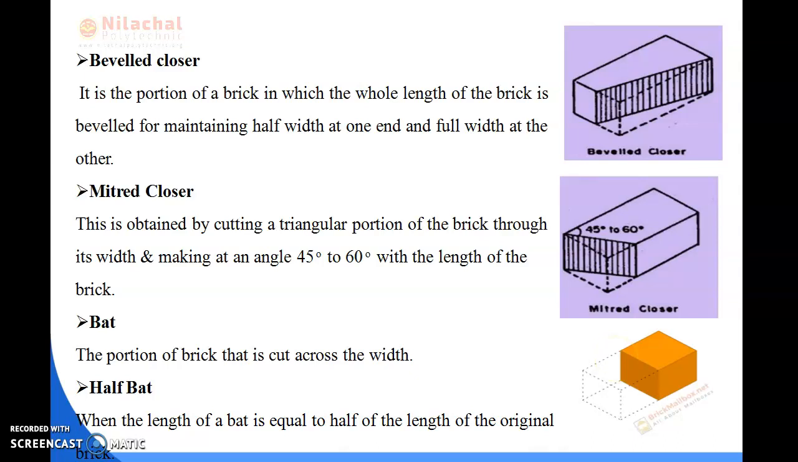What do you mean by half batt? When the length of the batt is equal to the half length of the original brick, this is known as half bat. You can see here one of the images of the half bat. When the length of the bat is equal to the half length of the original brick, this is known as half bat.